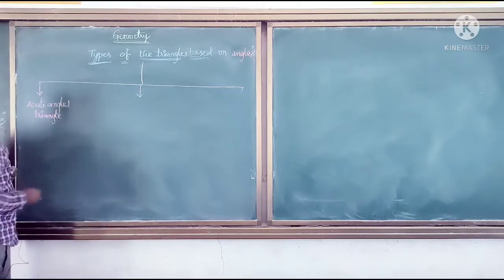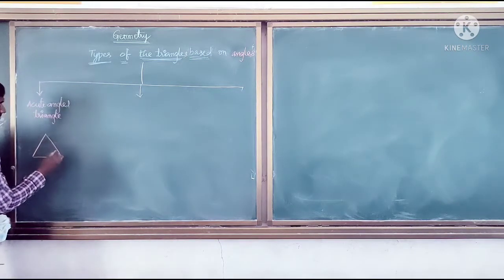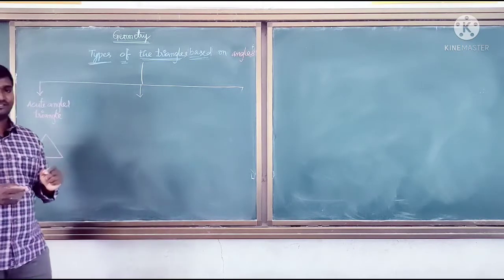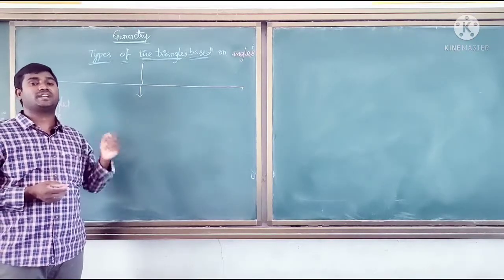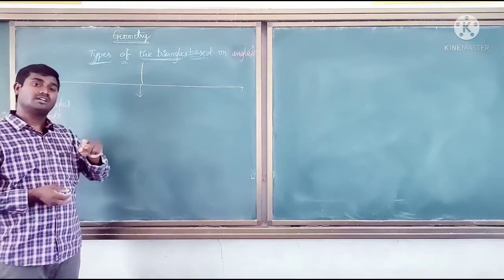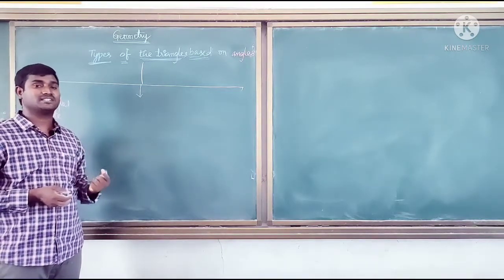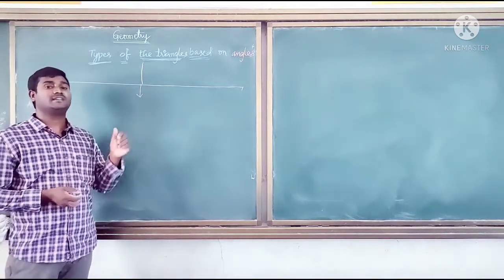Acute angle triangle. Suppose in a triangle, we know what is meant by acute angle. Already we studied. The angle which measures between 0 and 90 degrees is called an acute angle. Greater than 0, less than 90. The angle which measures greater than 0 and less than 90 degrees is called an acute angle.